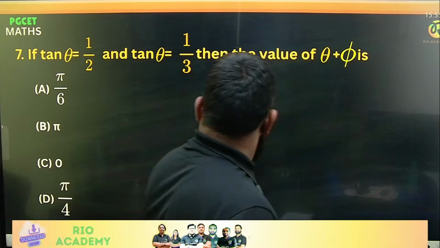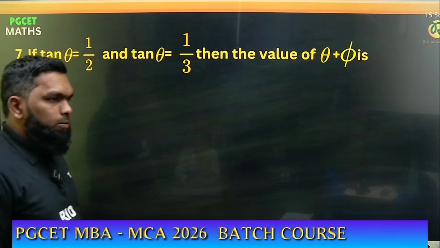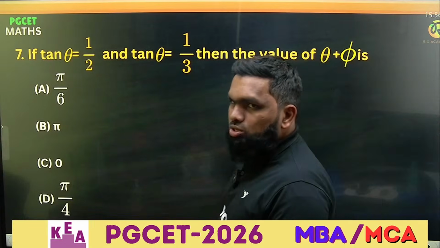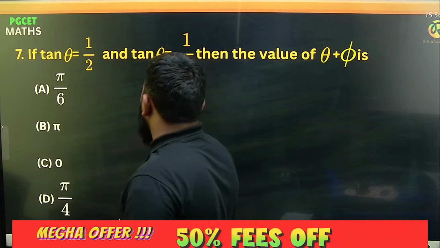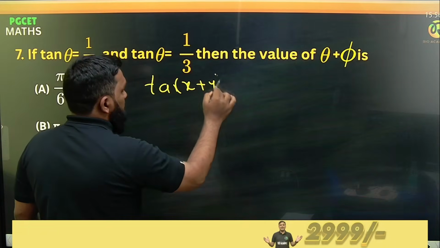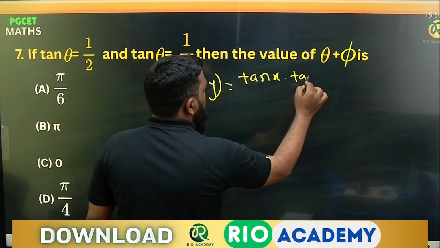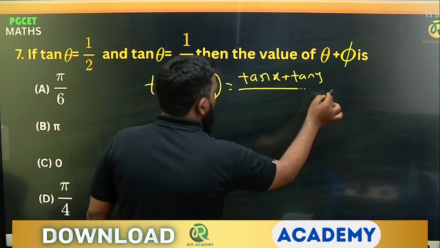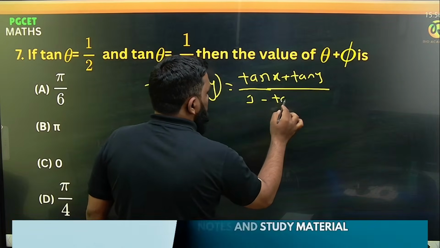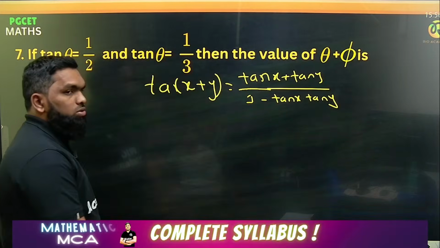Option 0. No. Let's check. It is a very simple question. Here we know the formula of tan of x plus y. What is that? Tan x plus tan y, divided by 1 minus tan x into tan y. This is the formula.